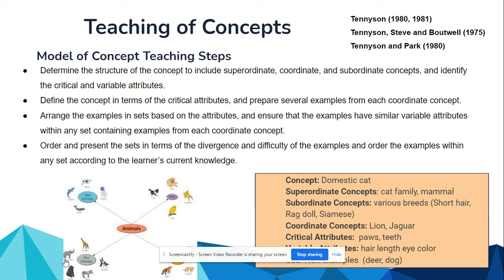Then we have critical attributes, attributes that they all would share: paws, teeth. Then we have the variable attributes that might change from each individual cat: hair length, eye color. And then you'd be able to put it together in a set and identify what is not an example of a domestic cat, which might be a deer or a dog or a snake. Concept learning involves identifying attributes, then generalizing them into examples, and then discriminating examples from non-examples, in a nutshell.